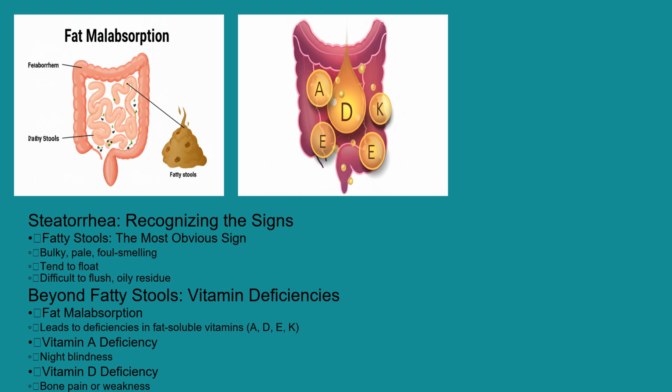D, E, and K. You might experience symptoms related to these deficiencies. This could include night blindness from lack of vitamin A, bone pain or weakness from vitamin D, neurological issues from vitamin E, or easy bruising or bleeding from vitamin K. Other general symptoms of malabsorption, such as abdominal pain, bloating, gas, and weight loss, can also occur.